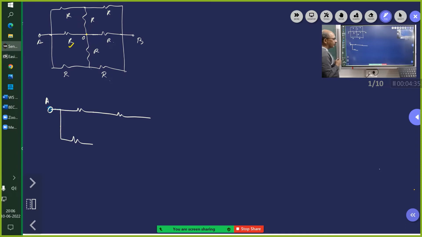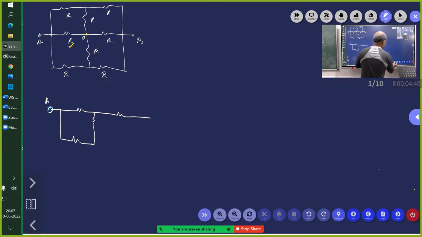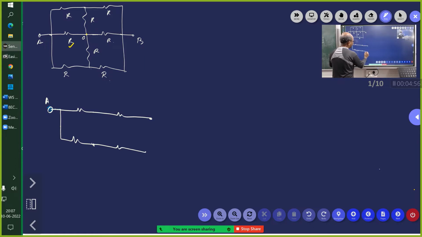Next, this lower one is extended and connected to the upper one. This one? Yes, sir. No, sir, right to the ends. This one I should connect to this end. Yes, like this, sir, without any resistance. Without any resistor. This resistor? Sir, that will be in series with this parallel combination.